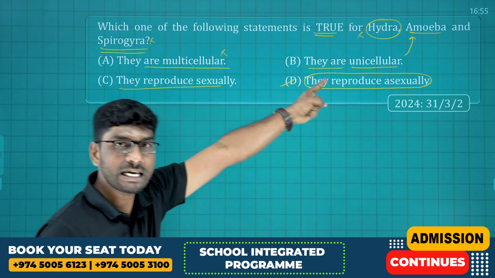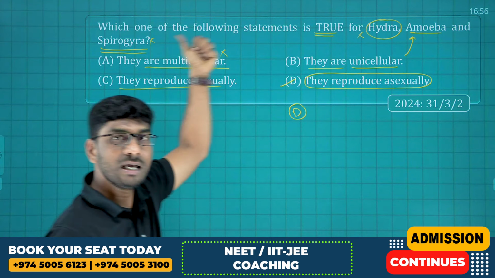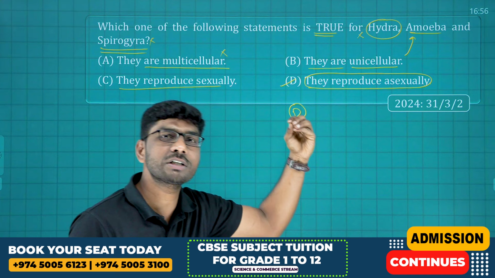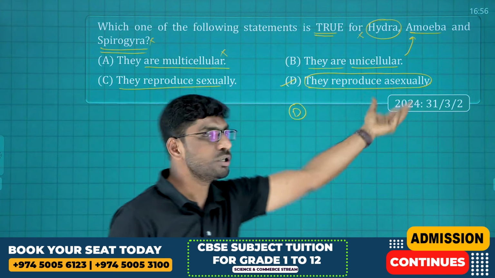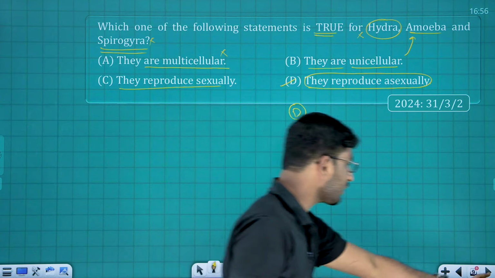Hydra shows budding, asexual reproduction. Amoeba shows binary fission, asexual reproduction. Spirogyra shows fragmentation. So the true statement is what? They reproduce asexually. Am I clear, students? Shall we move on to the next question?